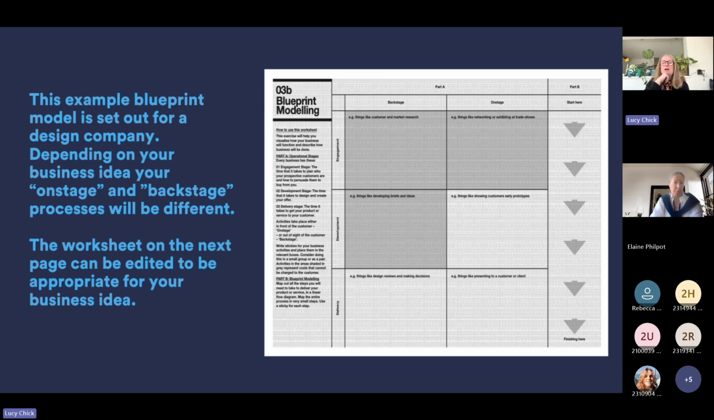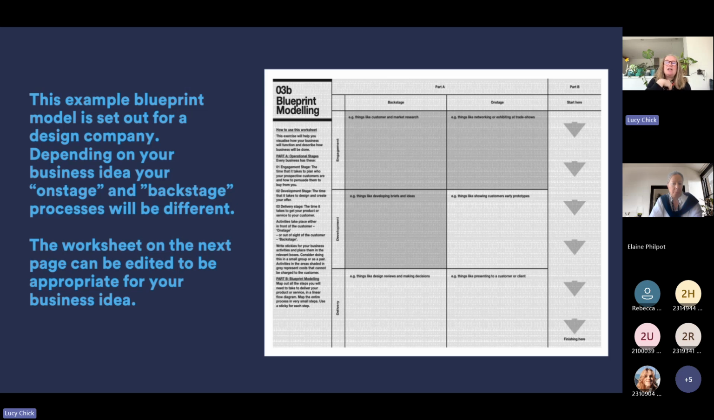Yeah, so for example, this design company is saying, okay, in our engagement stage, which is where they are sourcing and engaging with new customers, the backstage element will be customer and market research, and an on-stage element might be networking or exhibiting at trade fairs. So they're being seen by people who might buy their product who have stalls.